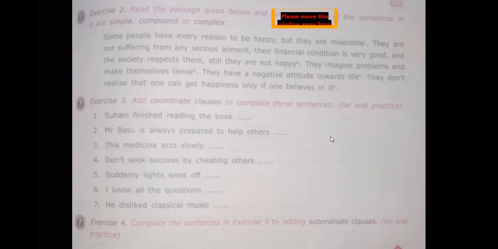Next exercise: complete the sentences in exercise 3 by adding subordinate clauses for oral practice.